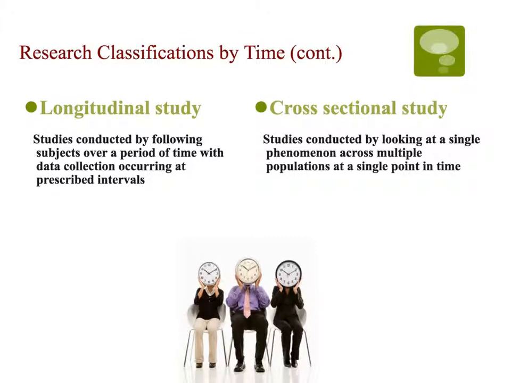Studies can also be characterized based on whether they are conducted over time or at a single point in time. Longitudinal studies are studies conducted by following subjects over a period of time with data collection occurring at prescribed intervals, whereas cross-sectional studies are studies conducted by looking at a single phenomenon across multiple populations at a single point in time with no intention for follow-up in the design.